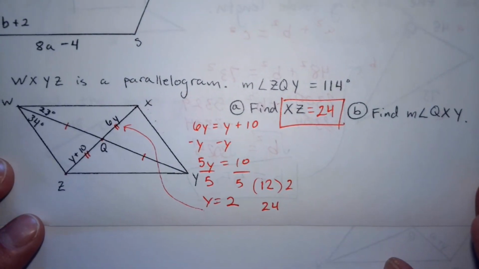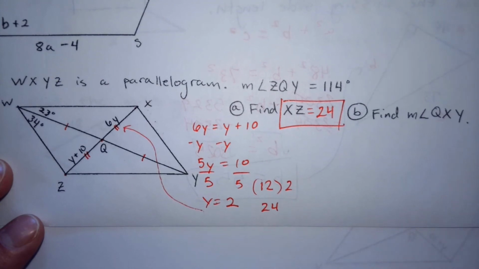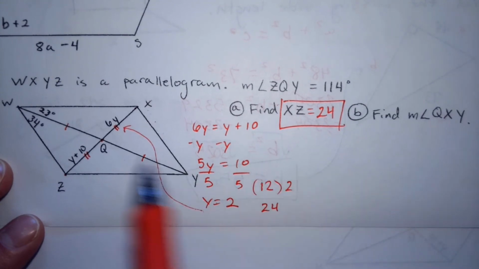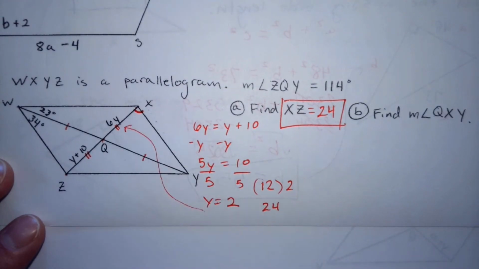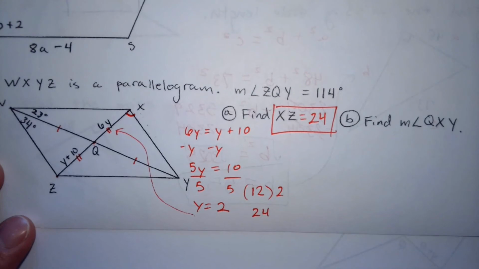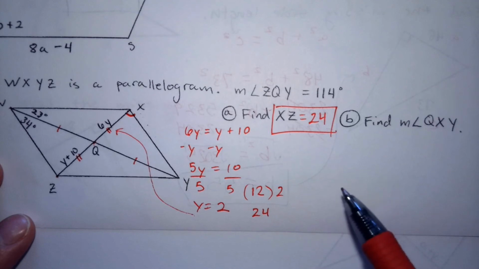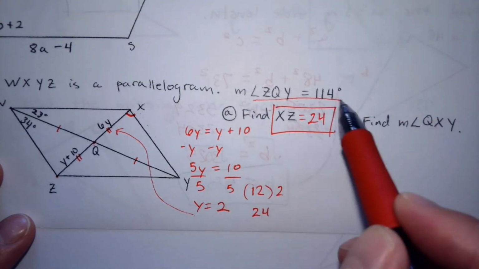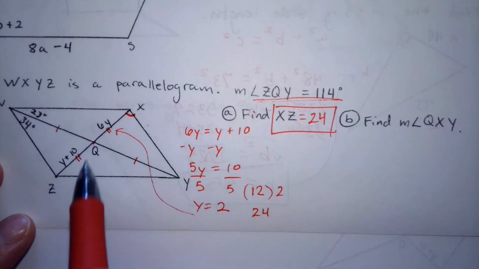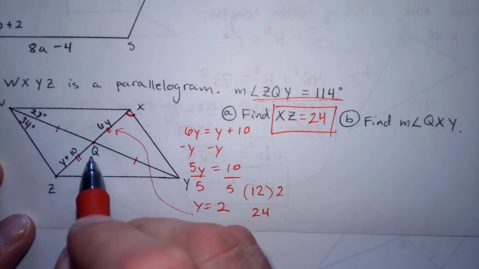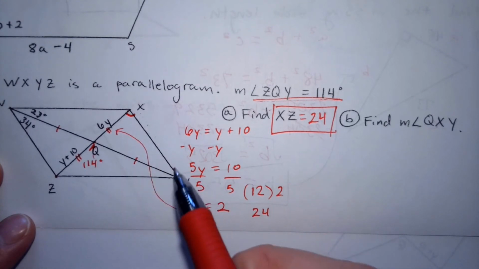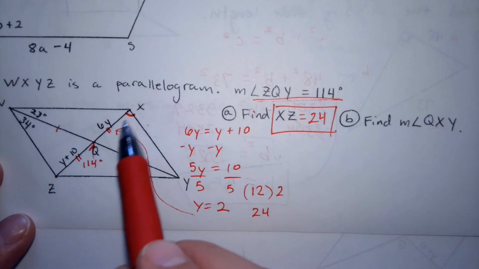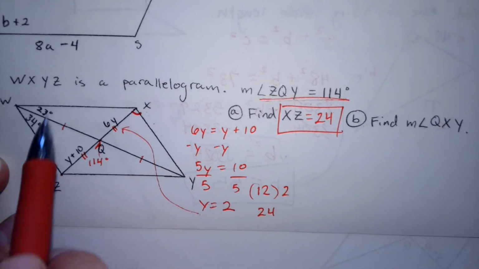The next part I think is a little bit more confusing, but they tell us, so QXY, that's this angle. We want to figure out what that angle is. And we can do that, that's fine. Oh, we're given this, 114, ZQY. So that's this angle here. That's 114 degrees. And I'm looking for this one.